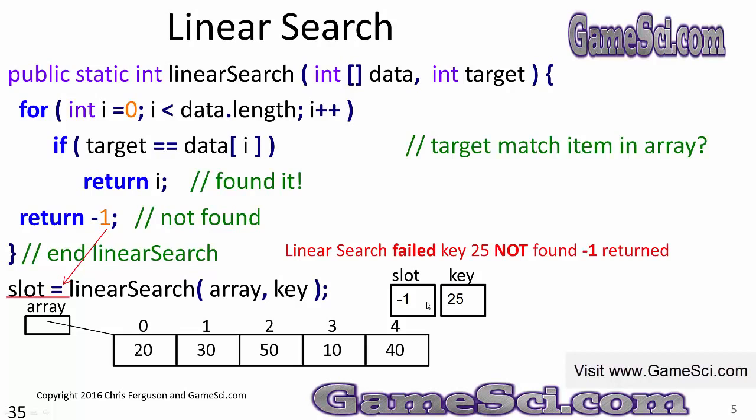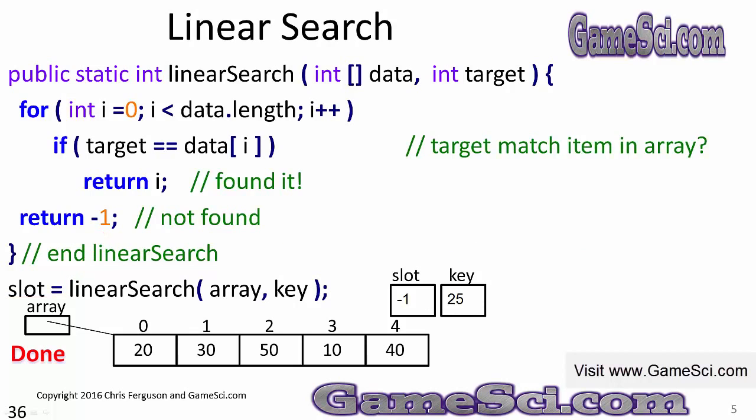There you have it. That's the linear search algorithm. Return the subscript of the slot or index of the data if you find it. Return -1 if it's not found in the array.